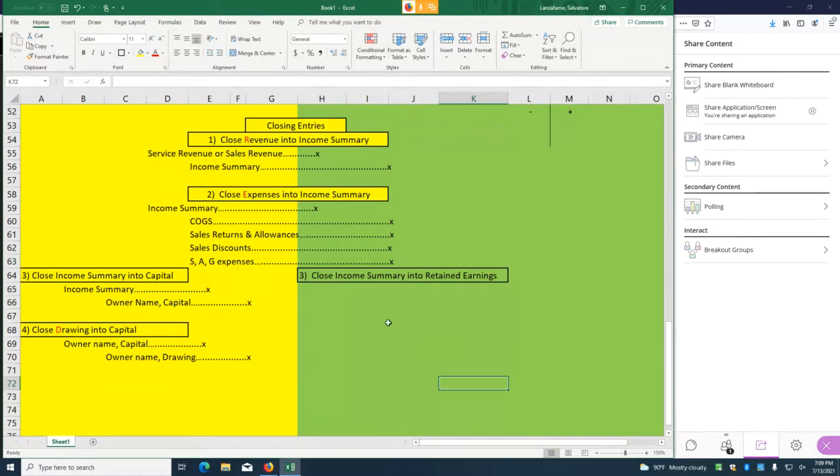Okay? So the journal entry would look like this. Debit income summary, and credit retained earnings.